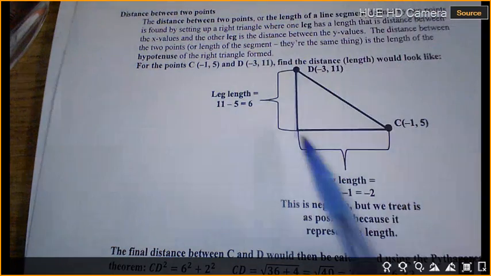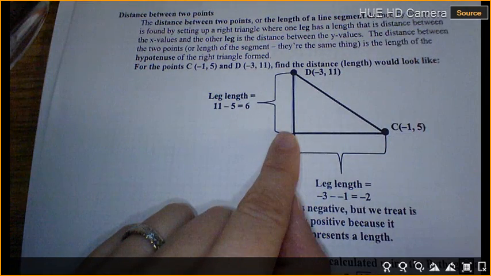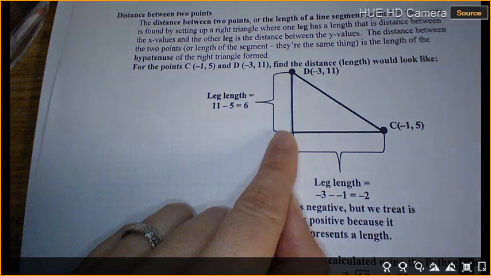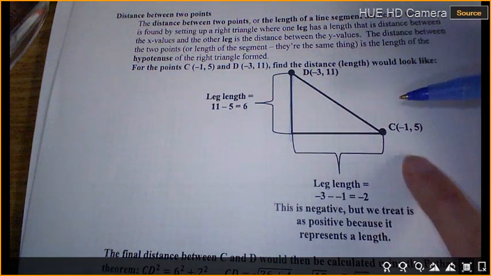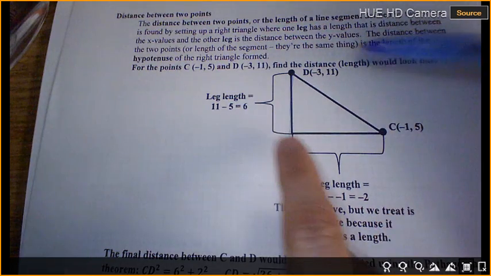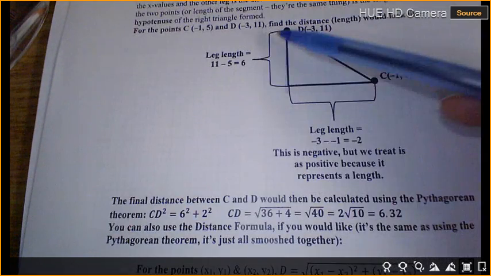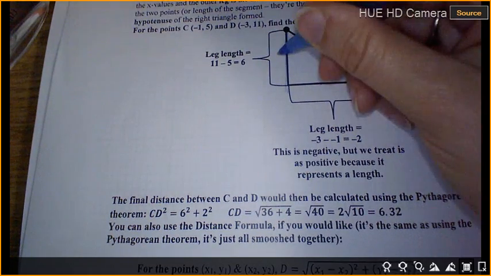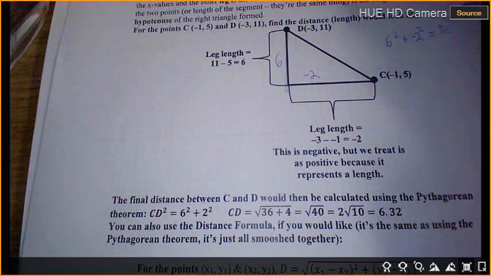This horizontal part, I'm taking the horizontal distance between D and C. I can do this by going -3 minus -1 gives me -2, or I can just count. So those are the distances, and then we're just going to do Pythagorean theorem, right? This length is now 6. This is -2. So I go 6 squared plus -2 squared equals DC squared.